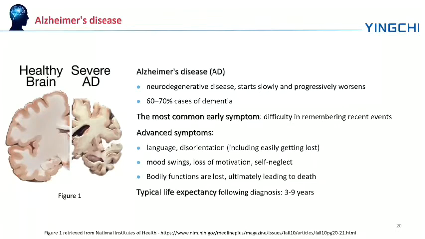So AD is a neurodegenerative disease that starts slowly and progressively worsens, and 60 to 70% of cases will develop into dementia. The most common early symptom is difficulty in remembering recent events. The advanced symptoms may be some language problems and disorientation, including easily getting lost. They may have some mood swings, loss of motivation, and self-neglect. When it comes to an advanced stage, bodily functions are lost, ultimately leading to death. And the typical life expectancy following diagnosis is between 3 to 9 years.